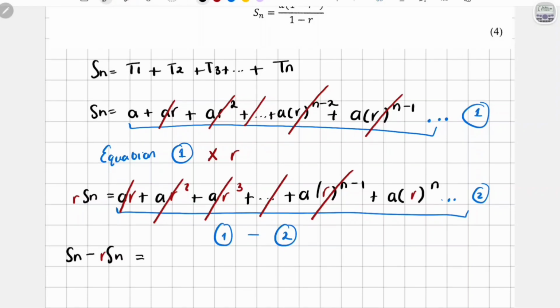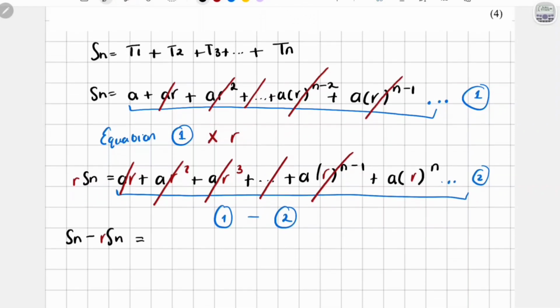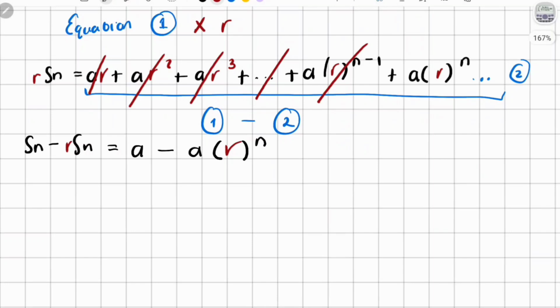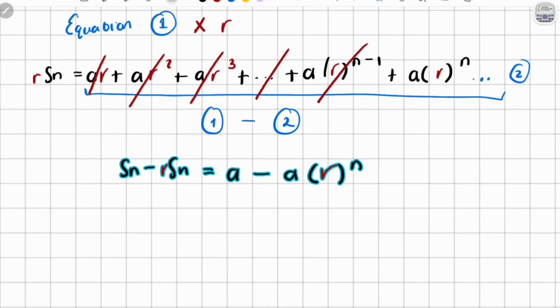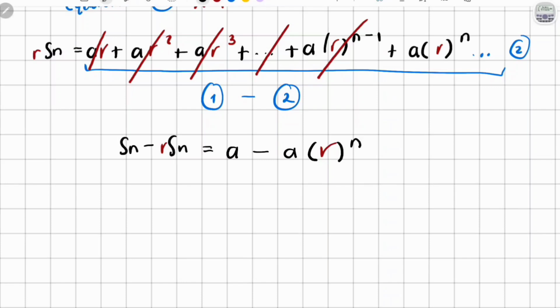So what is left? Well, because we're saying equation 1 minus equation 2, what we have in the first equation is the A. That's what's left. So equation 1 minus what's left in equation 2. In equation 2, the only thing left is this AR to the power of n. So minus A times R raised to the power of n, and put the R in red. Okay, so this is where we are now. We're almost done with this proof. Now that we have this, we're just going to simplify.